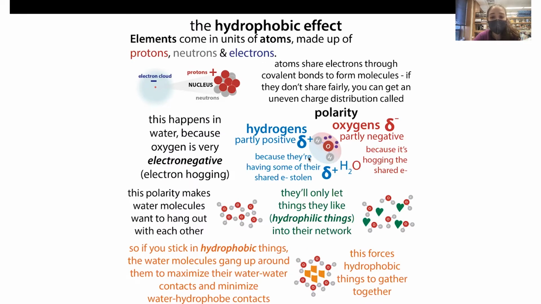So because water has this polarity, it has these partially charged parts. Now these partial positive parts on one water will be attracted to the partially negative parts on another water. And you can see you can get these water networks. They'll also let in other things into their network if they have something to offer. So if there's something else that's polar or something else that has like a full charge, then the water, we call those things hydrophilic because the water can hang out with them. And so the water is going to let them into their network.